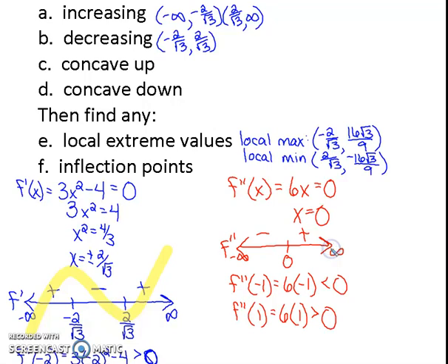So if I read my timeline from negative infinity to positive infinity, I would be concave down from negative infinity to 0 and concave up from 0 to infinity. That also tells me that my inflection point is at an x coordinate of 0, and then I would just substitute that into my original function to get the y coordinate, which would also be 0.